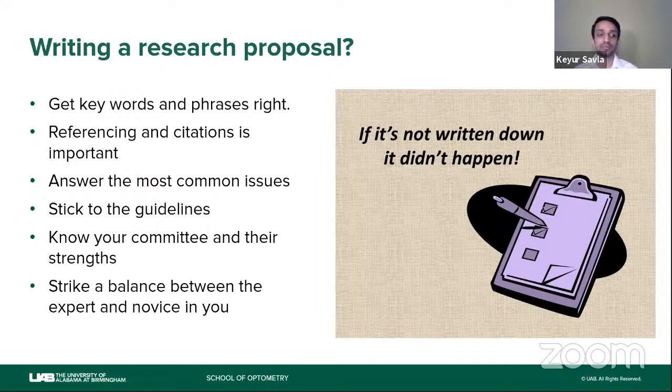And strike a balance between the expert and novice in you. So sometimes you have to understand that your committee is not going to be all experts. It could be a lay audience also. So strike a balance between that. Someone who is probably just a statistician, but does need to understand the science behind your proposal. So you have to make sure that you're not using extensively high language and very jargony terms which no one will understand except for experts in that field. So you have to strike that balance. But again, for that, it's important to know your committee and their strengths.